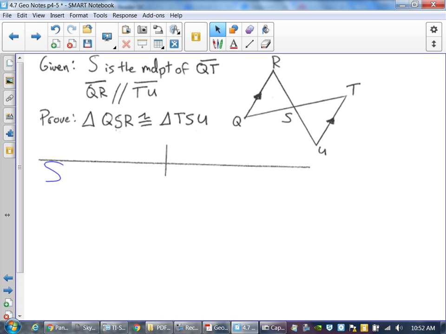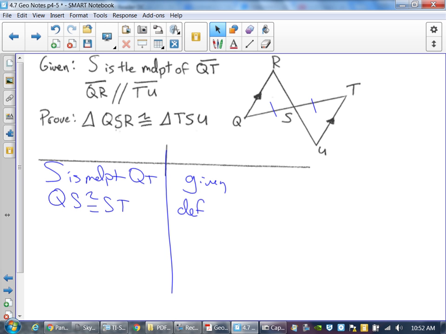Start with your given. S is the midpoint of QT. So when I go to my diagram, S is the midpoint of these two. Does it say anything about S being the midpoint of RU? No, so can I write anything about those? No. Then after that, we should just go to the alternate. Yep. All right. So from there, I'm going to go to my other given. My other given talks about parallel lines.